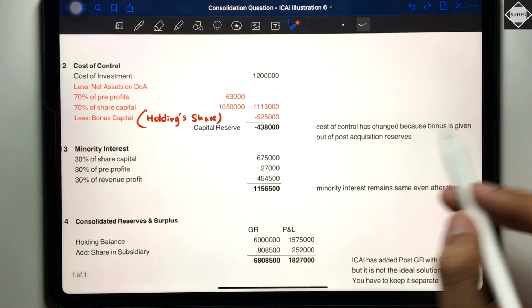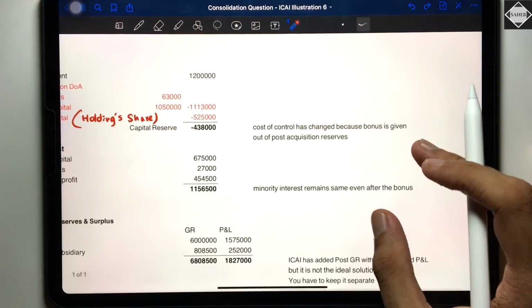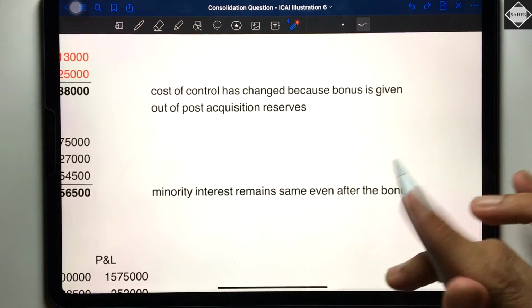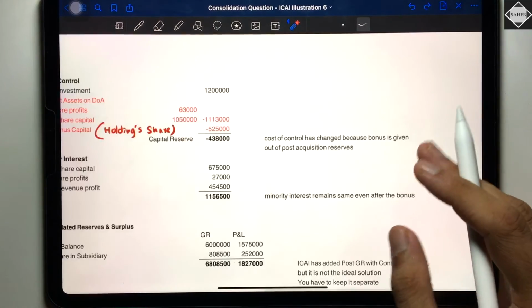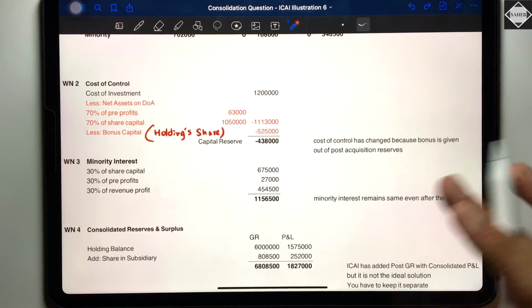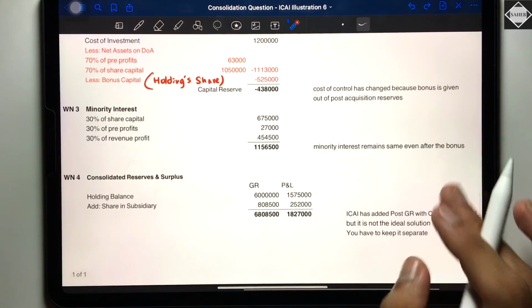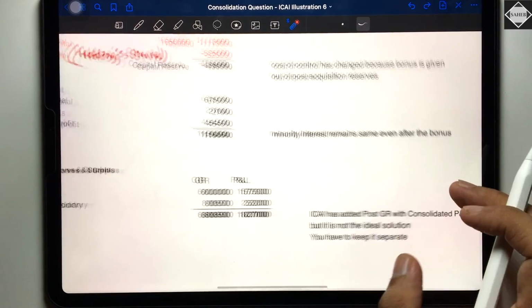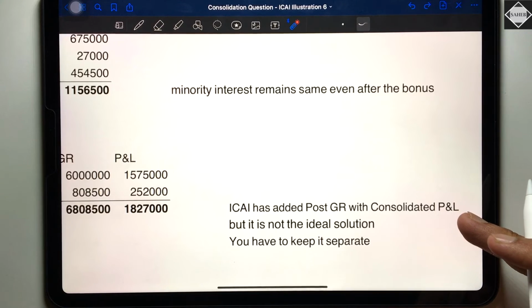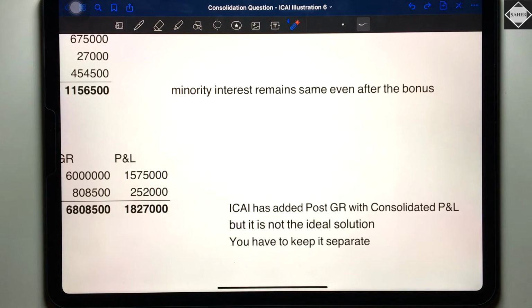It has changed because bonus is given out of post acquisition reserve, and for minority interest, there is no change. Minority interest remains the same even after the bonus. Is it clear? Because it takes into account everything now, there will not be any change. Fine. And then we have working note number 4. Here ICAI has added post GR with consolidated P&L. They have consolidated all the reserves together, all the revenue profits. But that is not the ideal solution.